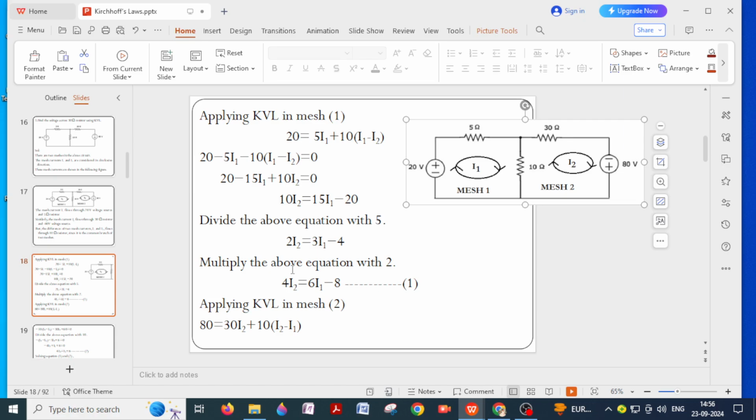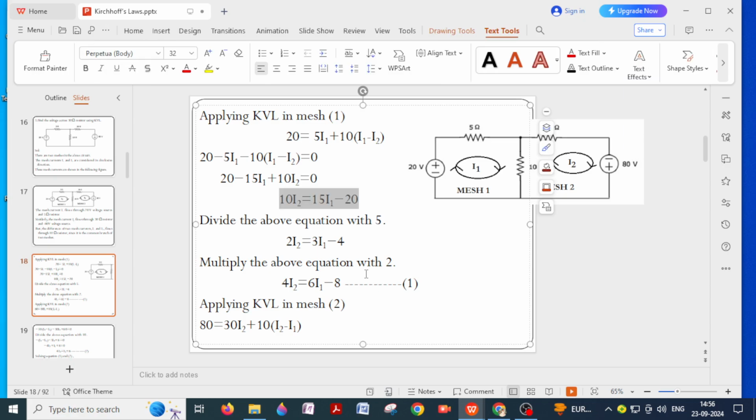Simply this equation, whatever you have got, you can consider it as equation 1. I have further simplified it. No need to do this. So multiply the above equation with 2 and you will get 4I2 equal to 6I1 minus 8. Now apply KVL in mesh 2. Okay, this is our mesh 2.